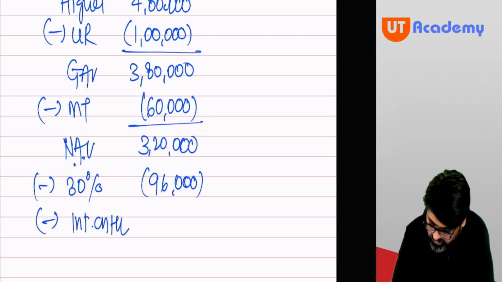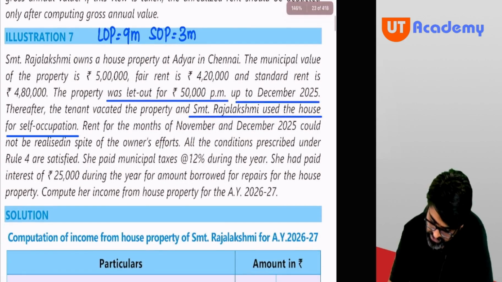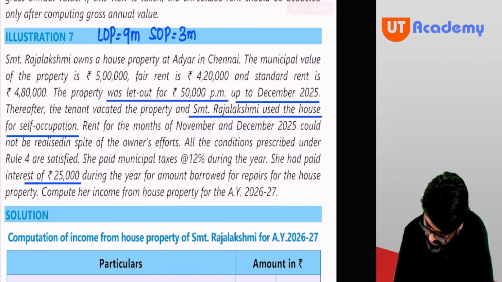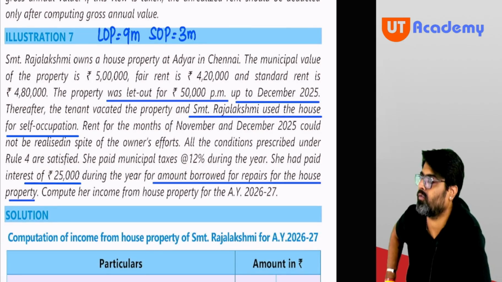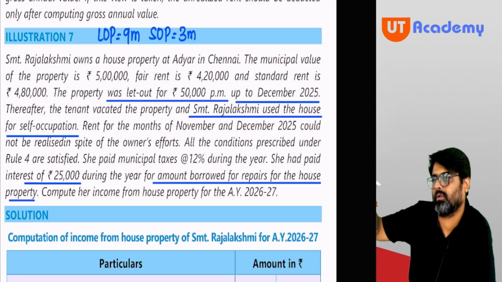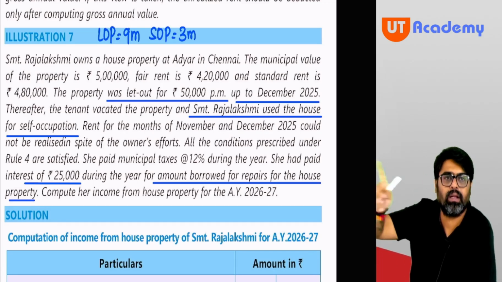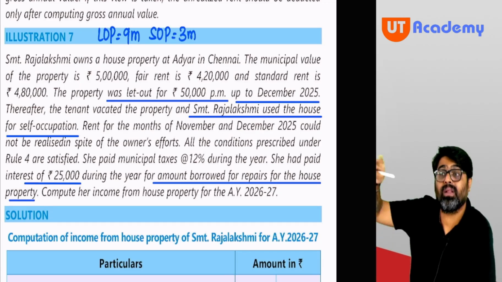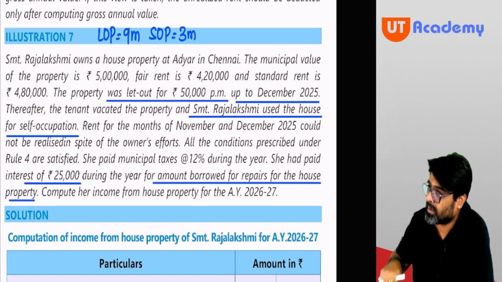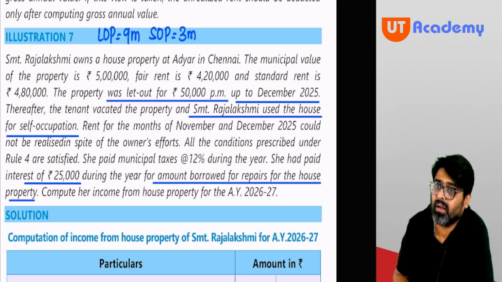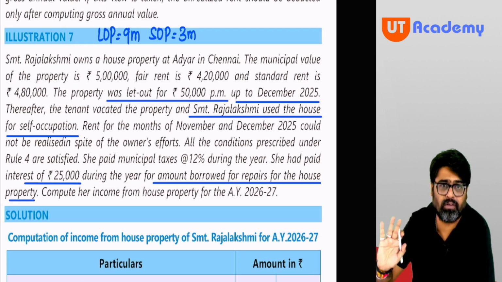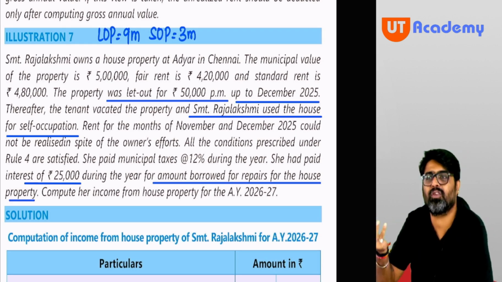How much? They are saying that he had paid interest of 25,000 during the year for the amount borrowed for repairs of the house property. See, if it is a loan taken for purchase or construction, then the limit is 2 lakhs. In every other housing loan, the limit is 30,000. But that you do when the property is SOP. Are you treating the property as SOP or LOP? So for LOP, whatever housing loan is there, on that whatever interest is there, that is fully allowed.